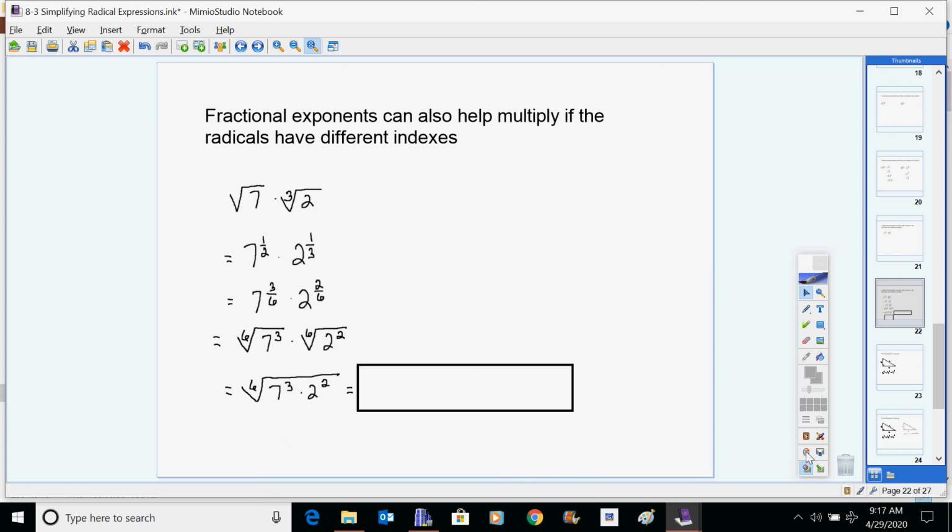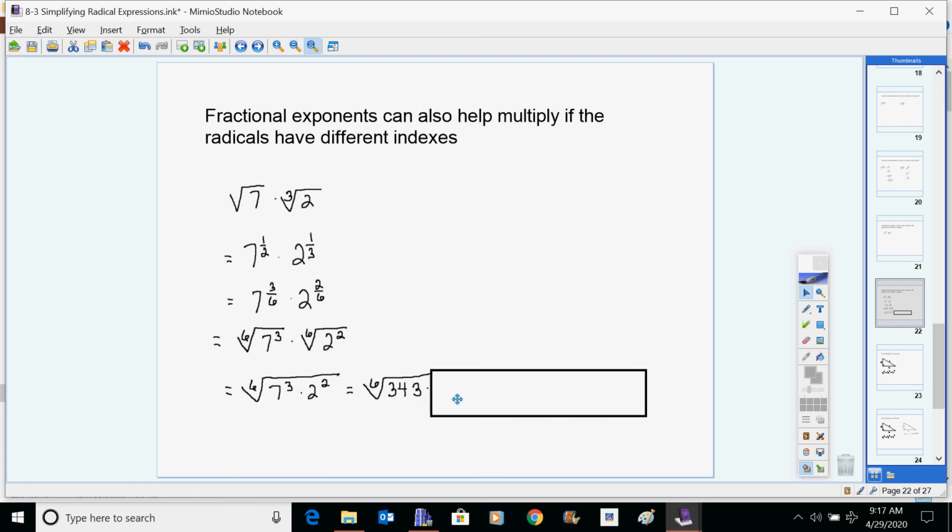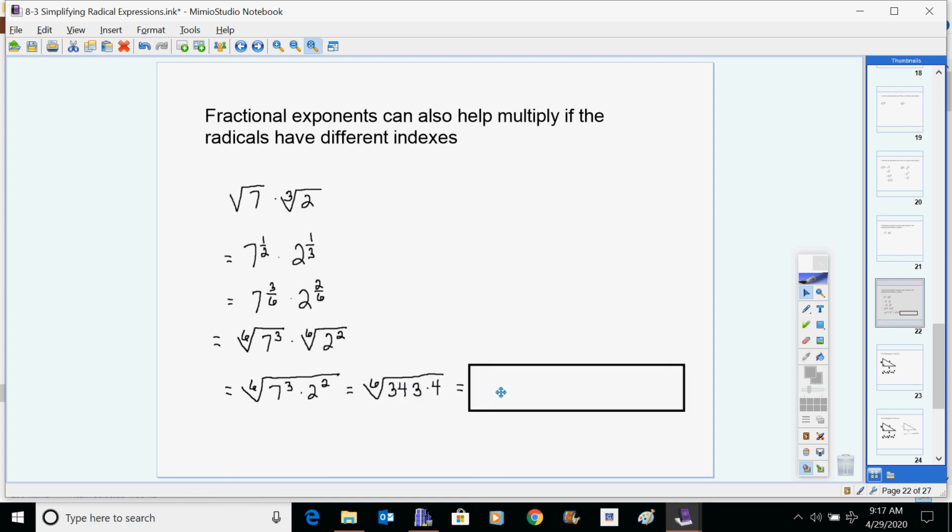And then when you simplify it out, you can take 7 times 7, 49, and get 343, and 2 squared, which is 4. Then you can multiply these things together, and your fully simplified form is the 6th root of 1,372. Okay, mind blown, right? You probably might need to go back and rewatch that. This is probably the trickiest, slickest little thing that we've done all day.